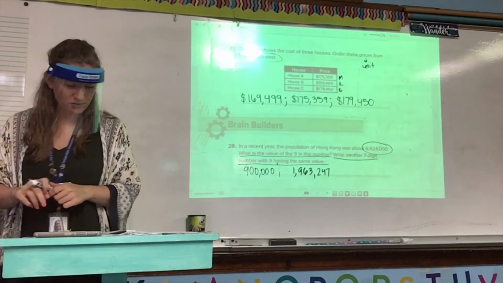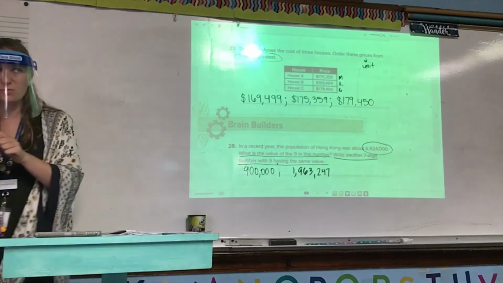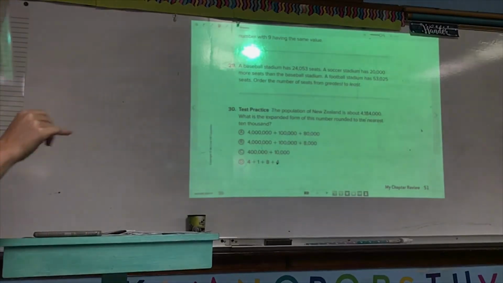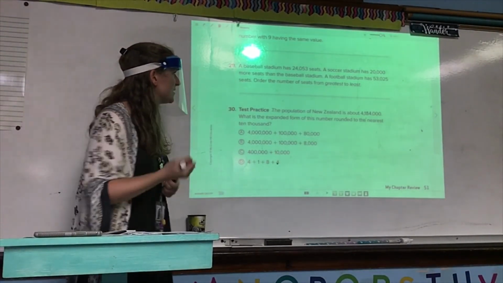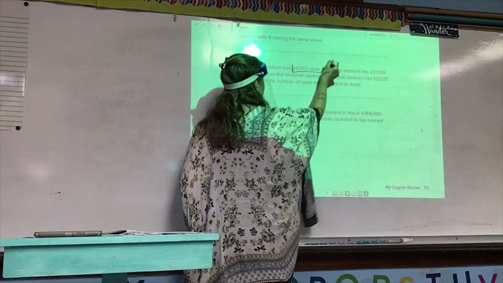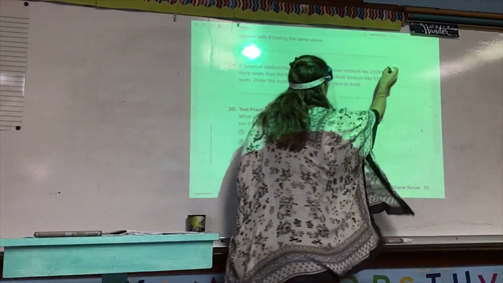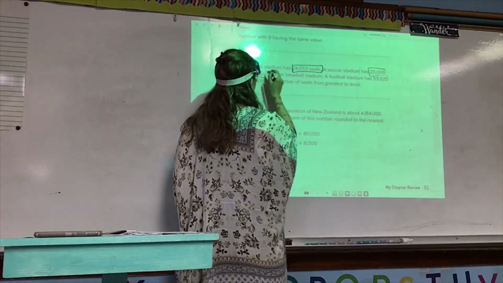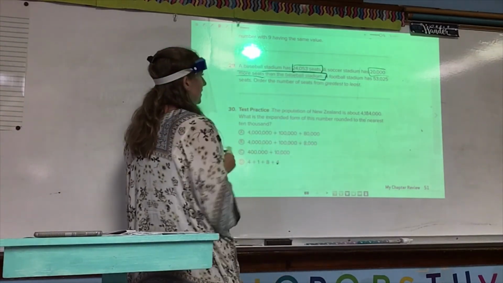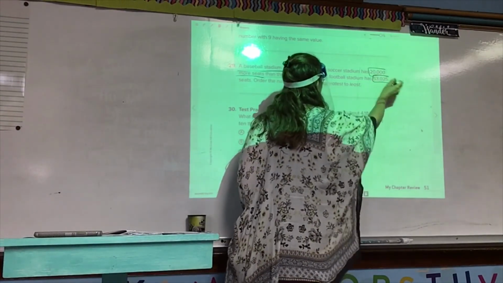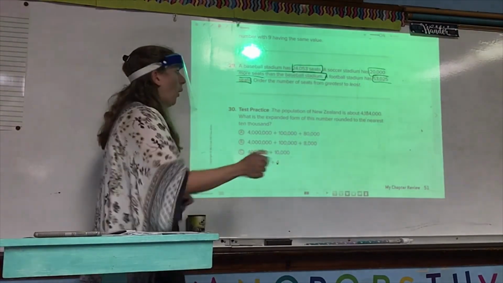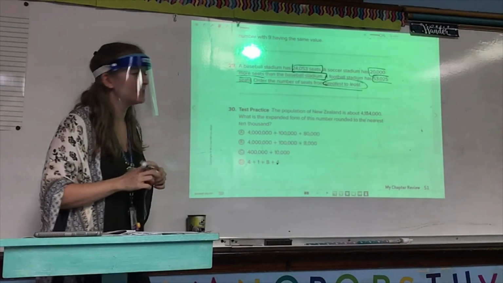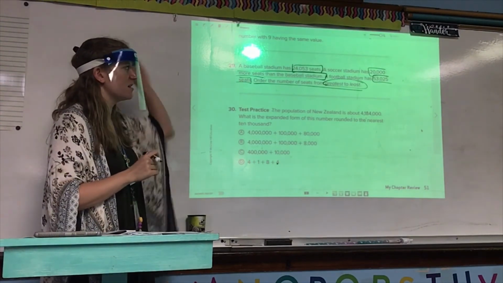Okay, let's do number 29, super, super quick. Helper number 1, sanitize, erase. Number 29 says, a baseball stadium has 24,053 seats. A soccer stadium has 20,000 more seats than the baseball stadium. I need to actually put a whole box around that. A football stadium has 53,025 seats. Order the number of seats from greatest to least.